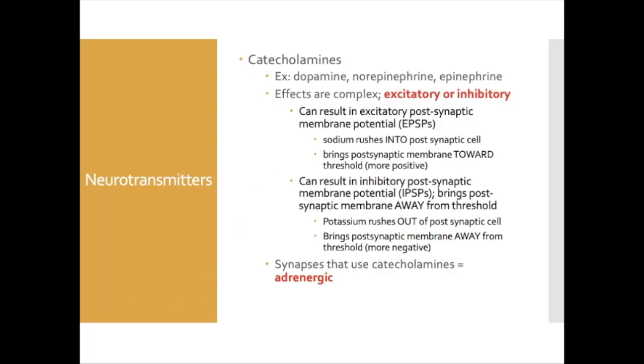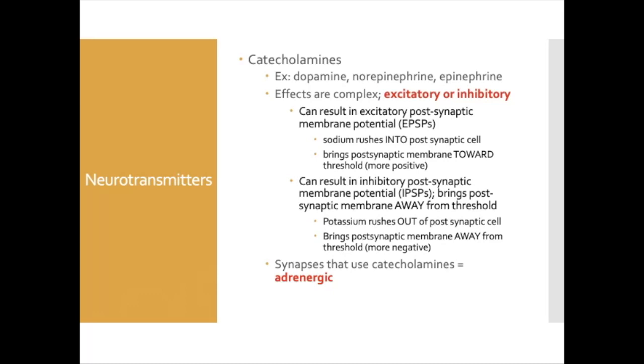In other parts of the nervous system, there's another really important group of neurotransmitters that are used at chemical synapses. And these neurotransmitters go by the name catecholamines. There are actually several catecholamine type neurotransmitters. For example, dopamine, norepinephrine, and epinephrine are all catecholamine neurotransmitters.